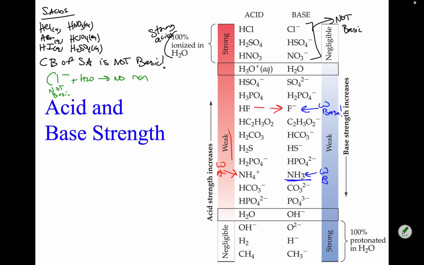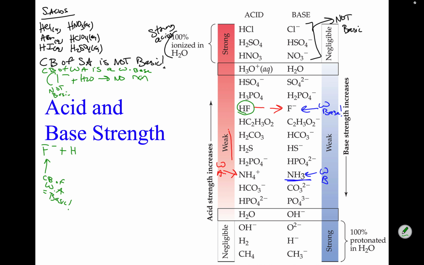But let's look at a weak acid, HF. What's its conjugate base? F minus. Is F minus basic? Yes. Why? Because HF is a weak acid. Therefore, its conjugate base is a weak base. So write this down. Conjugate base of a weak acid is a weak base. So F minus is the conjugate base of a weak acid. So it's basic.